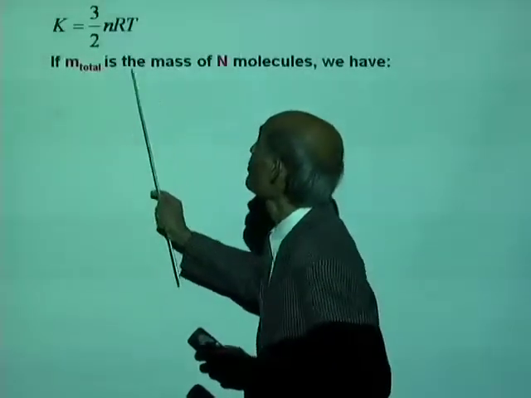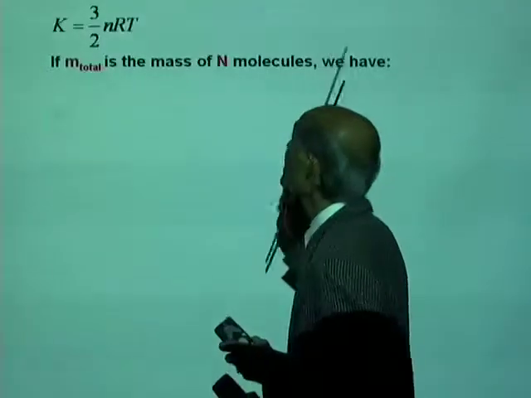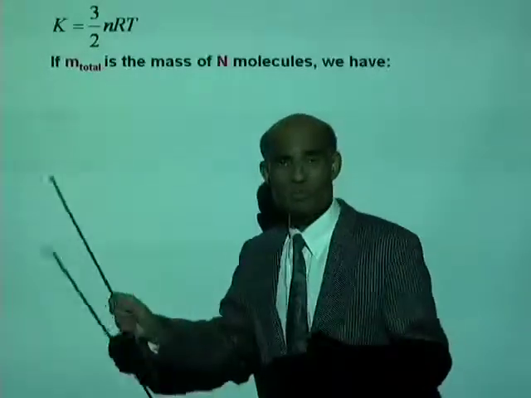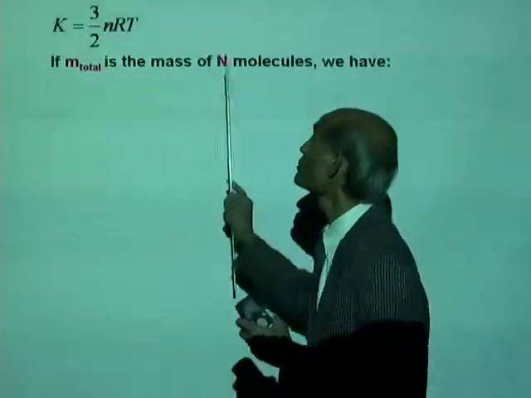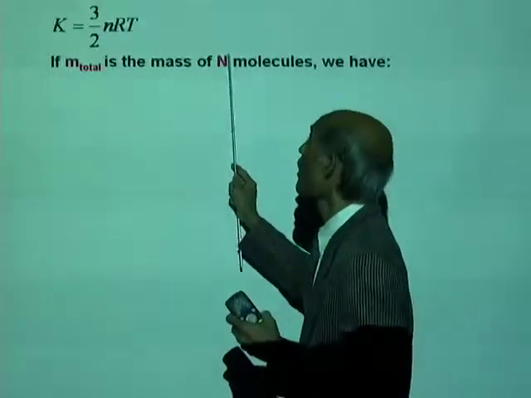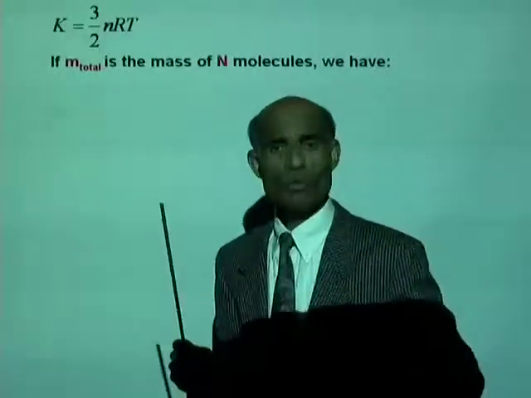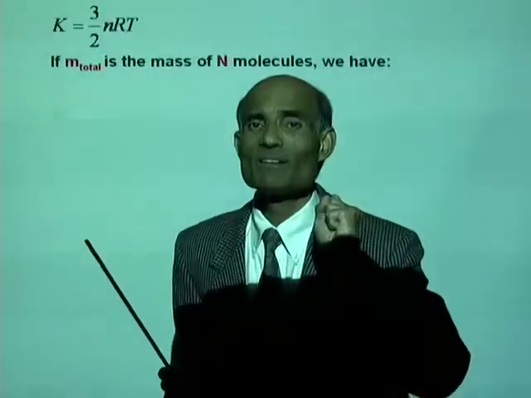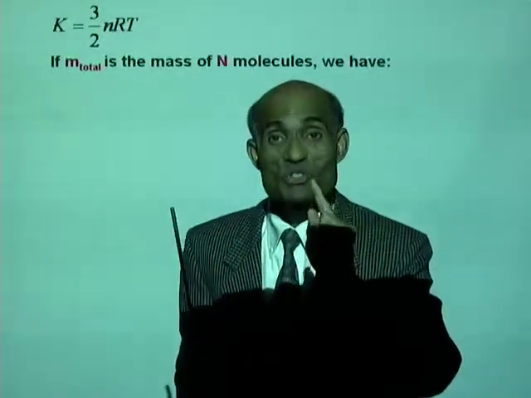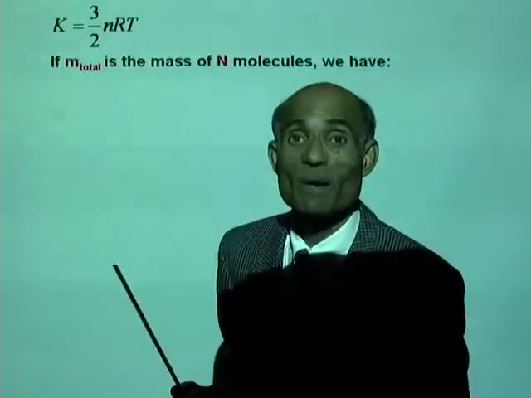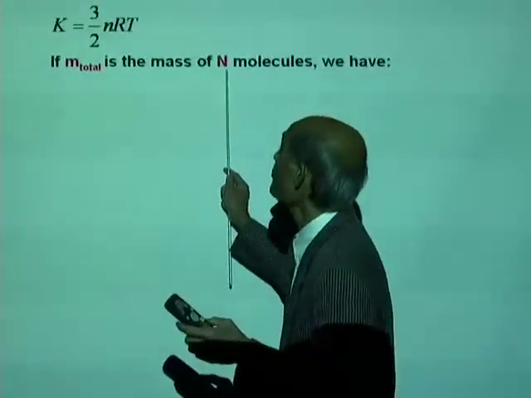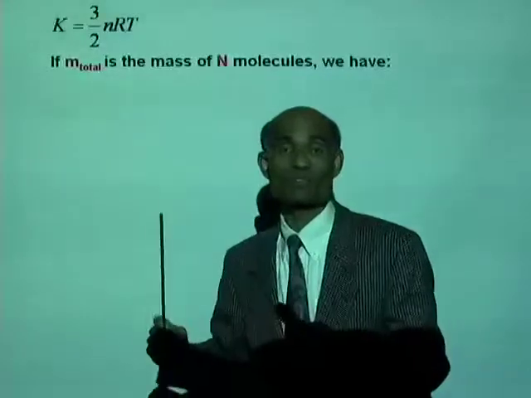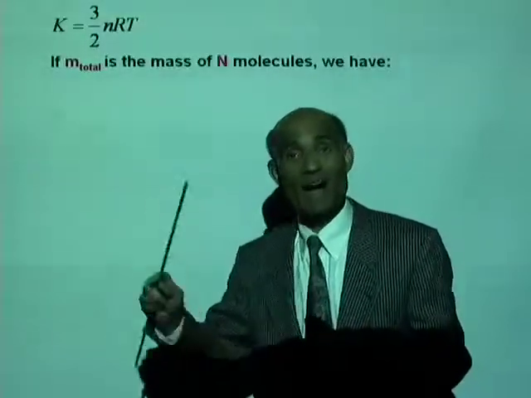If M total is the mass of N molecules, M total simply is a notation we use for the total mass of N molecules. What is the mass of one molecule we assumed earlier? The mass of one molecule we assumed as lowercase m. Therefore, what is the mass of N molecules? That will be N times m.